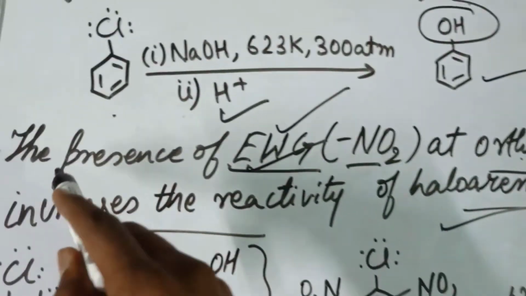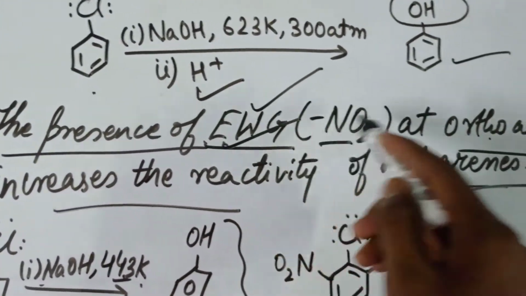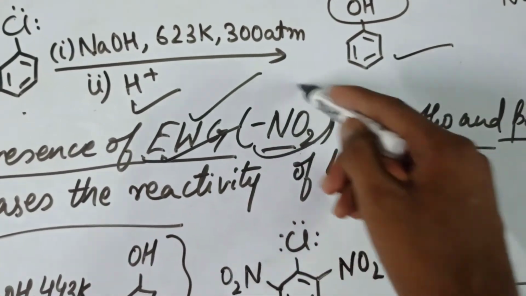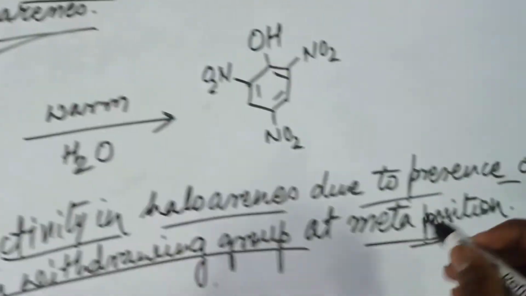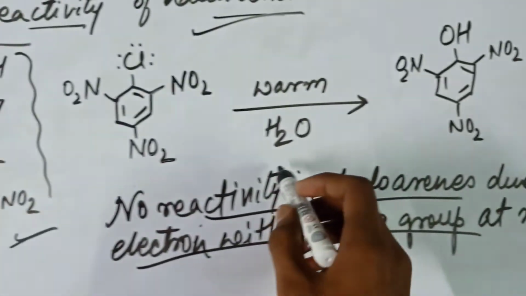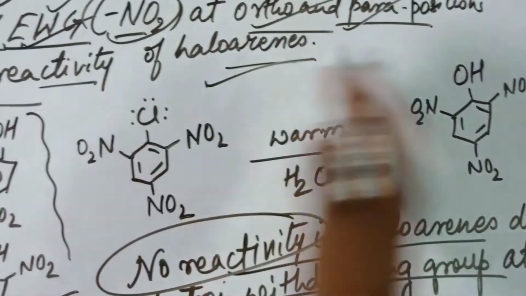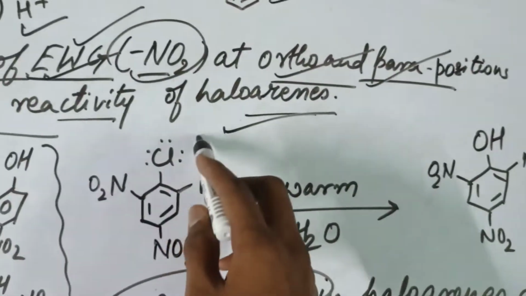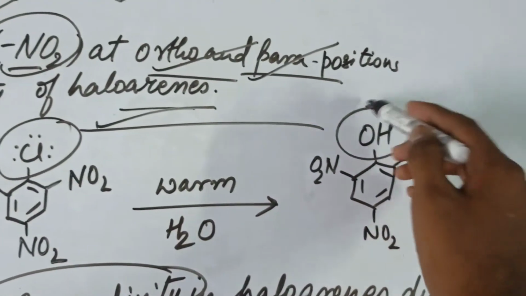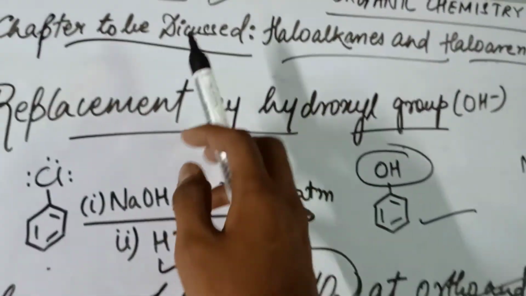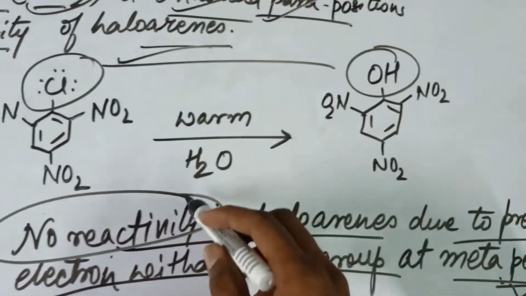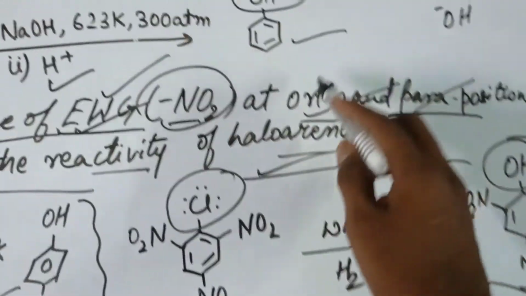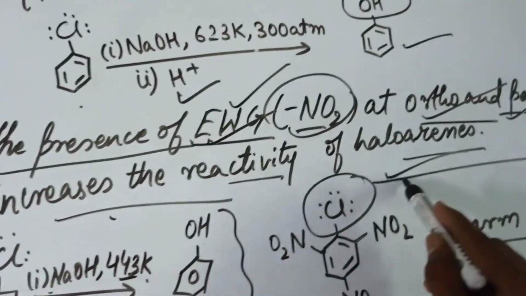So we got to know that the presence of the electron withdrawing group NO2 at ortho and para positions increases the reactivity, but the meta position gives no reactivity. You see nothing changed, so it gives no reactivity at the meta position, and here the Cl gets converted to hydroxyl, the replacement by hydroxyl group. So the meta position gives no reactivity in haloarenes, and the ortho and para positions increase the reactivity of haloarenes.